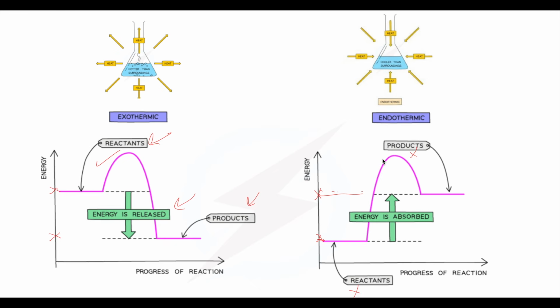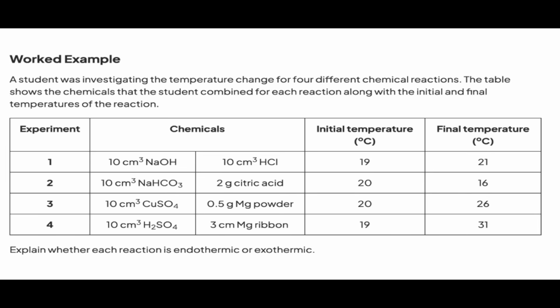So if the amount of energy of the products is higher than the amount of energy of the reactants, this reaction needs to absorb energy. So we call it endothermic. Please take your time to compare between exothermic and endothermic. I found this example, okay, about endo and exothermic reactions. Let's try to answer it together.